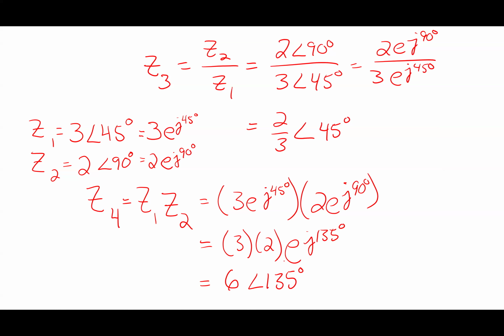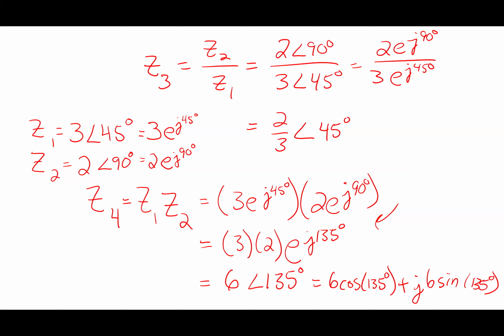How would I get that into rectangular coordinates if I wanted it that way? Because that's the stuff I'm going to do on the test. I'm going to say, give it to me in rectangular coordinates. So you probably should do the work this way and then convert. How do I get that to rectangular? 6 cosine 135 plus j times 6 sine 135. Like that.